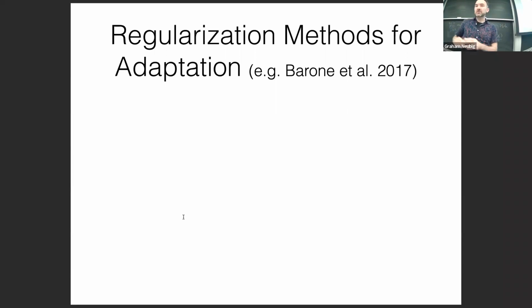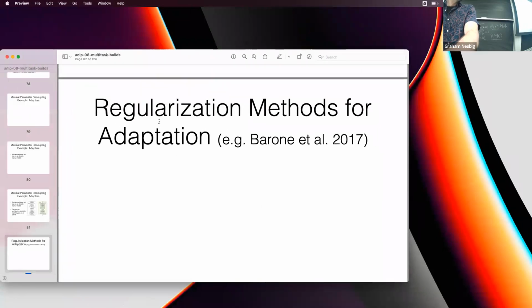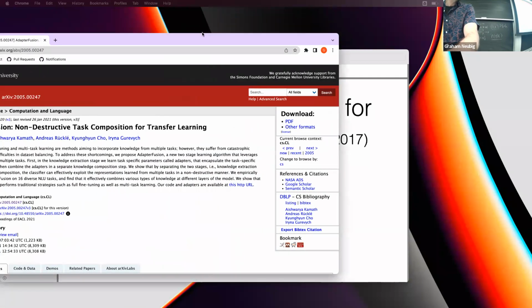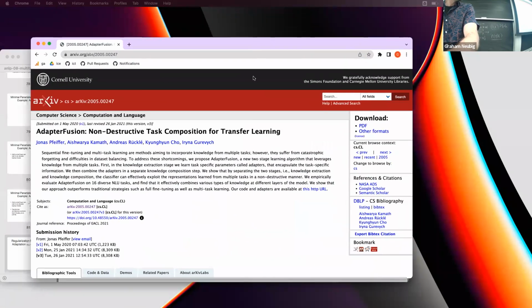Are we doing an adapter for every domain that is coming in? Very, very good question. The answer is it's complicated. Normally you do that, but there's multiple types of work that try to combine adapters in different ways. This is one of them.